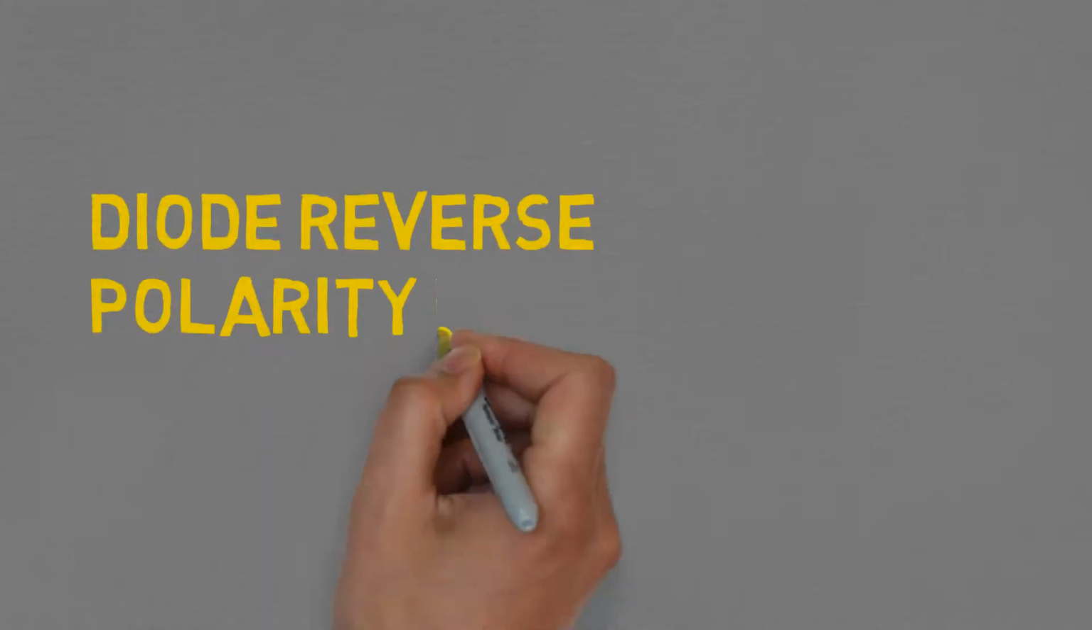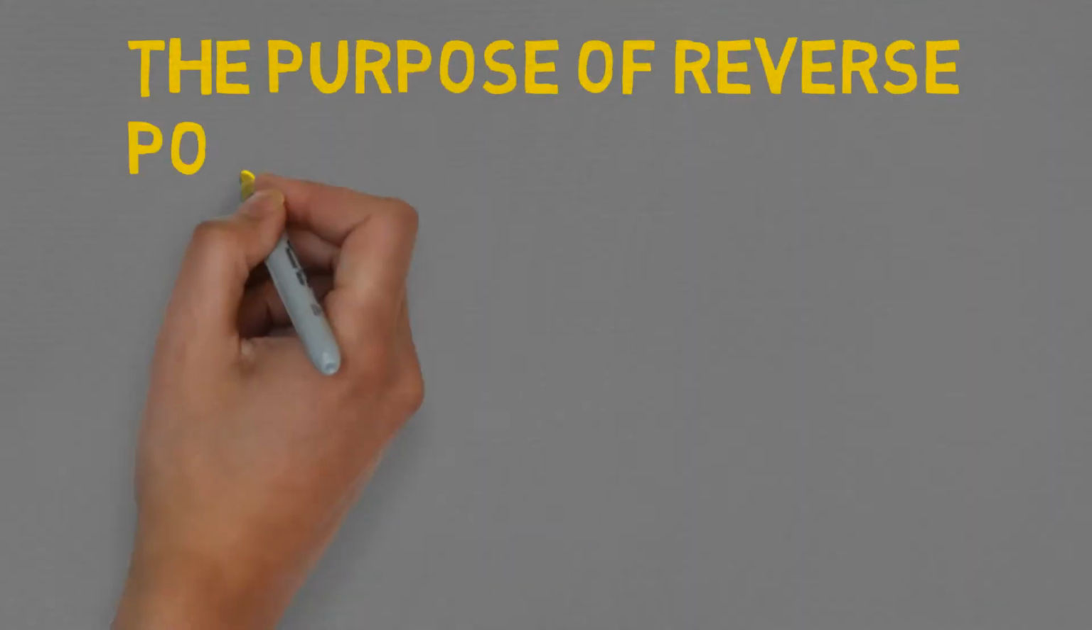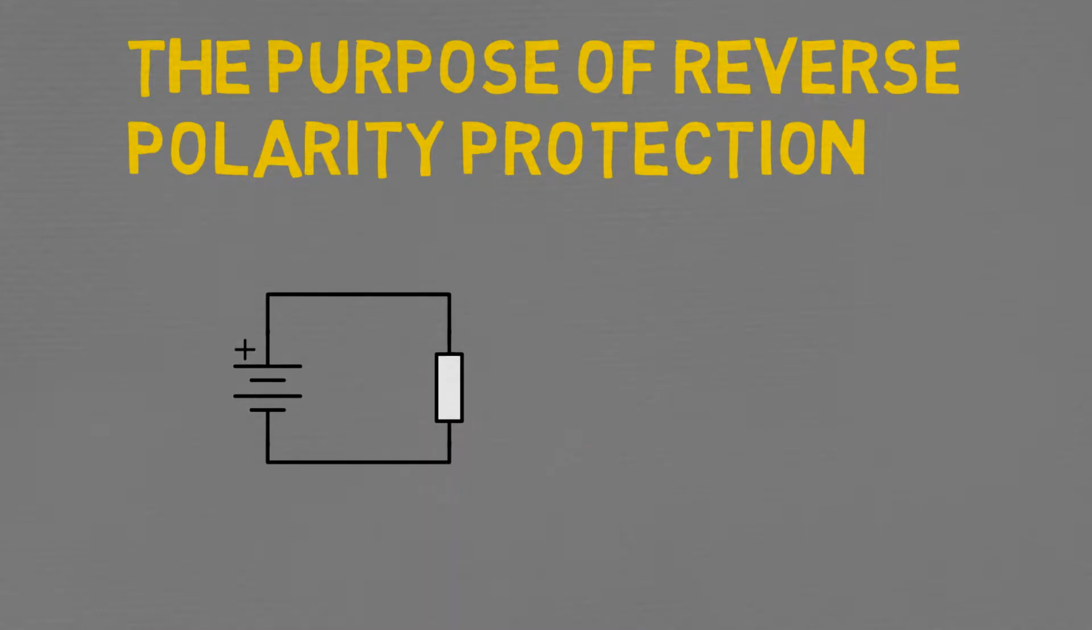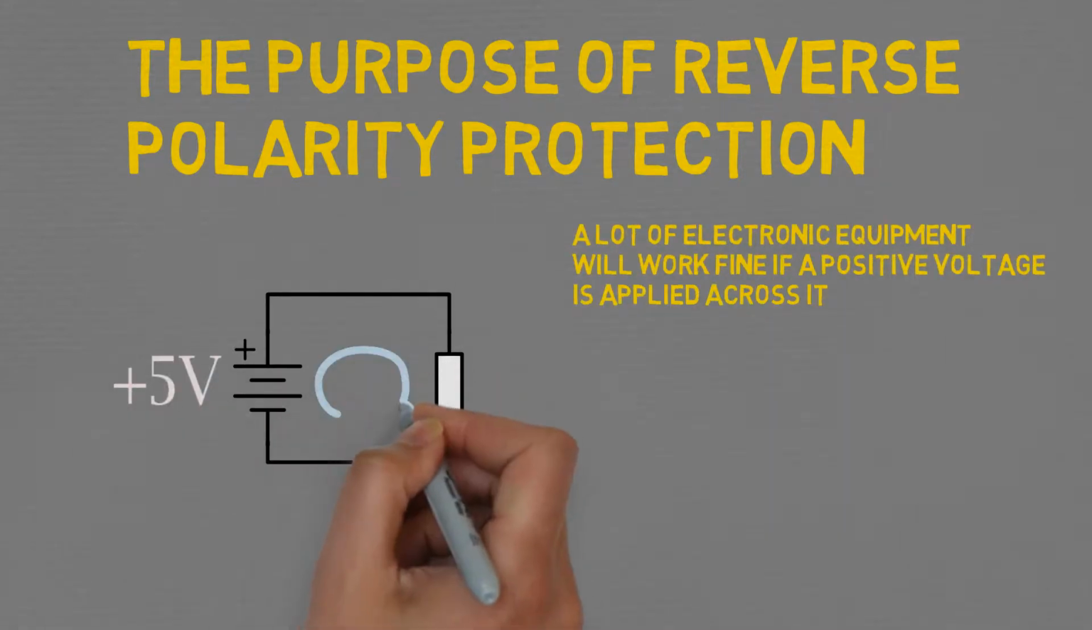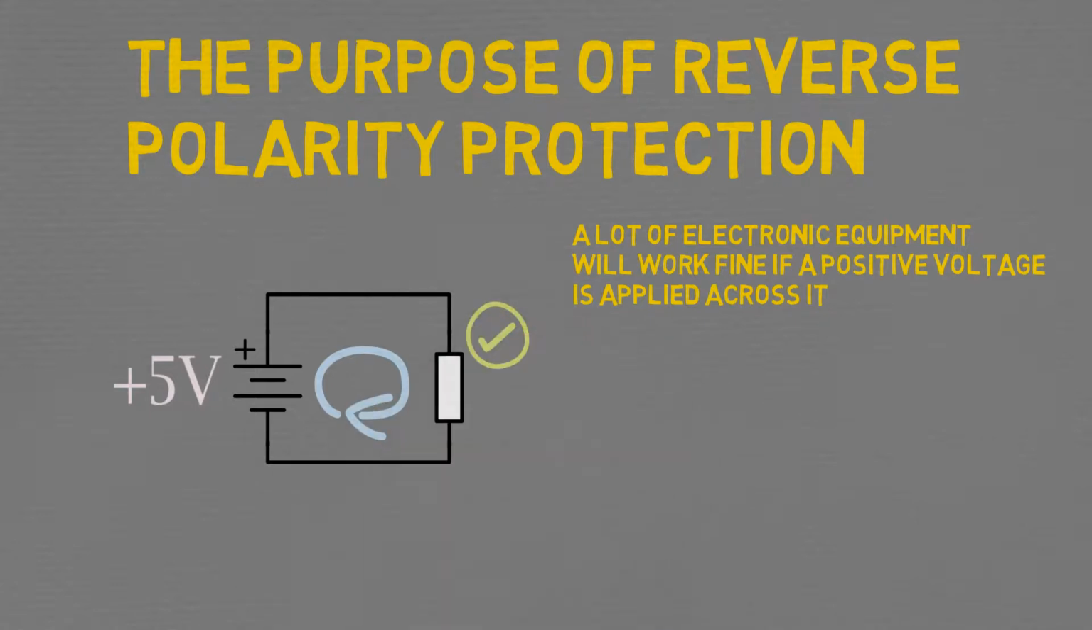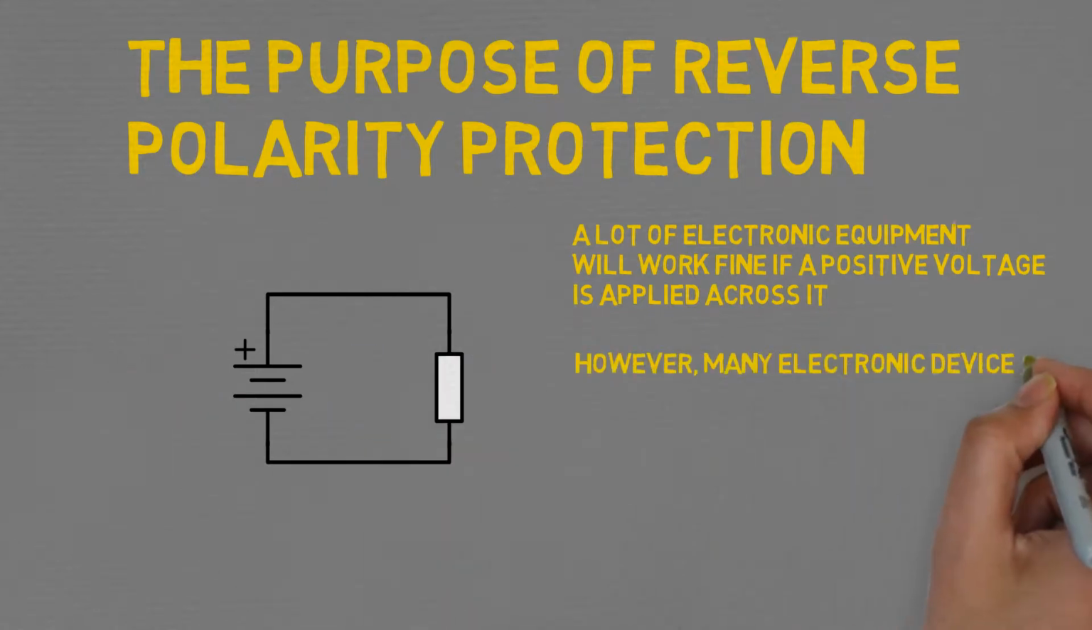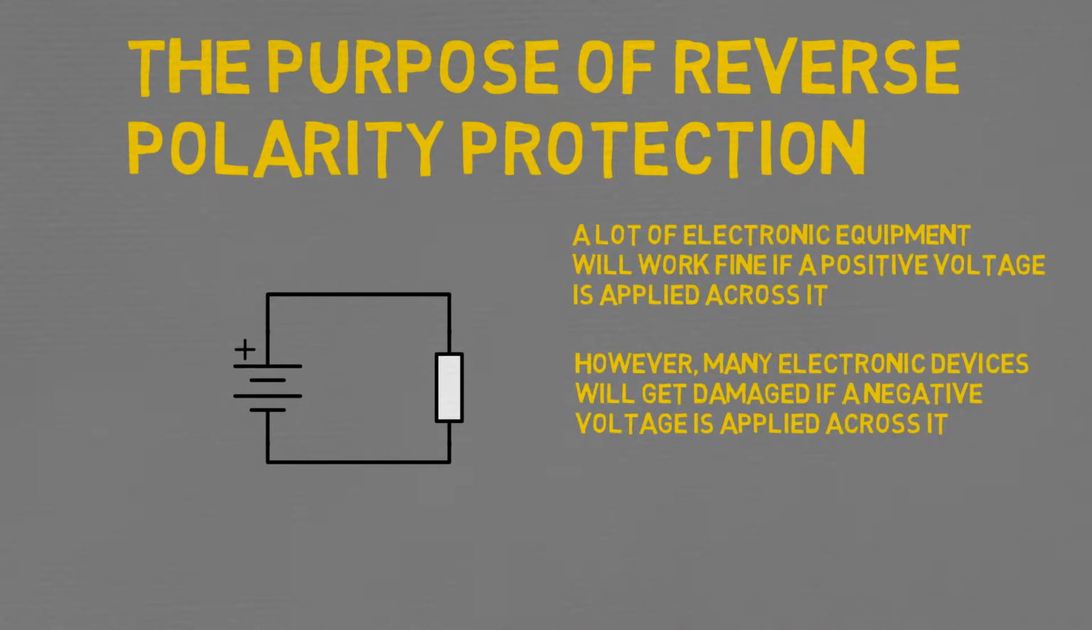Diode reverse polarity protection. When would you want reverse polarity protection? A lot of electronic equipment works fine if a positive voltage is applied across it. The current flows positive to negative and the equipment works. However, many electronic devices get damaged if a negative voltage is applied across it.